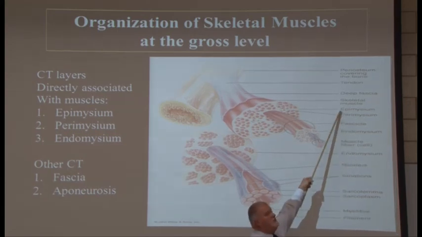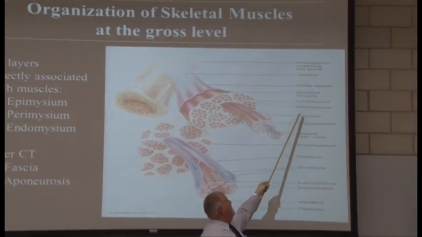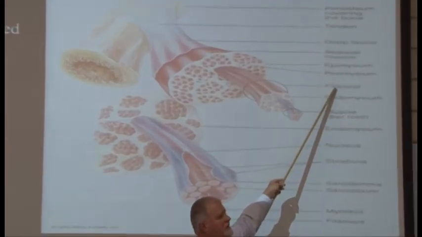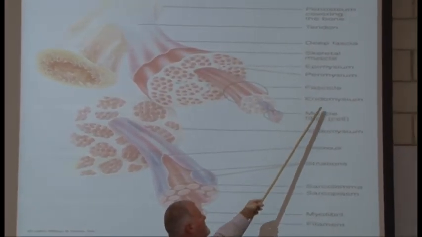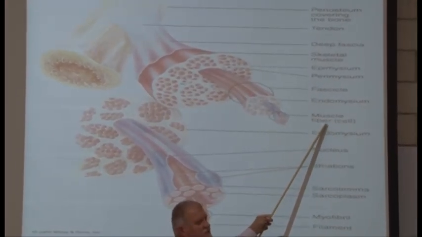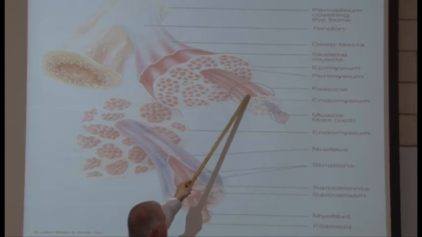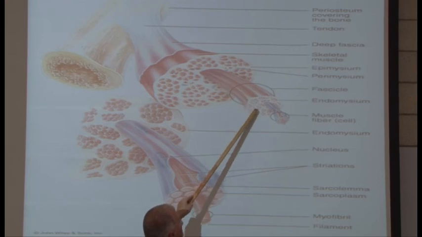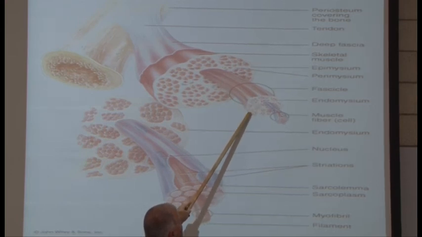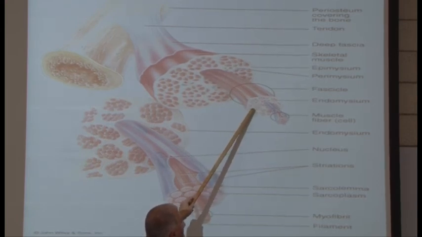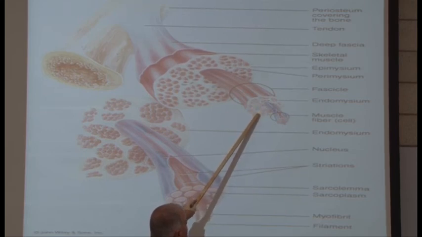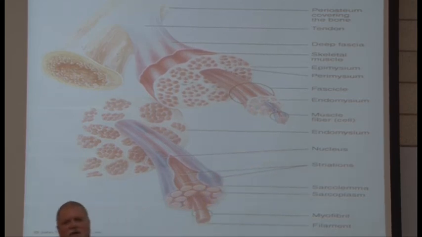So epimysium surrounds the entire muscle, perimysium surrounds fascicles, endomysium surrounds muscle cells or muscle fibers. Right? So this is a fascicle. This is an individual cell. This is an individual cell. So the tissue around this is the endomysium. We're going to look at that in lab using a microscope to look at skeletal muscle tissue.